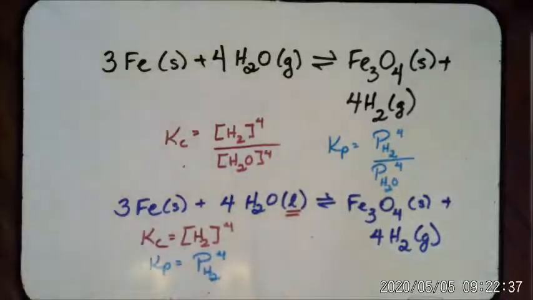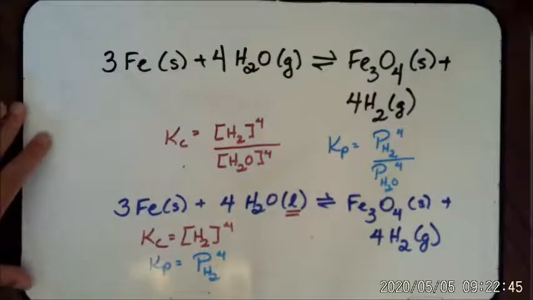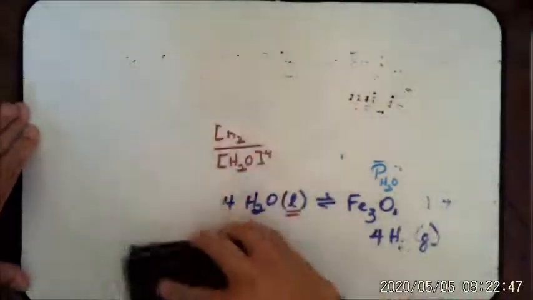Okay, so those are some examples using heterogeneous equilibria reactions. So, we know how to interpret K. We also know how to write our expressions. Let's start doing some calculations.